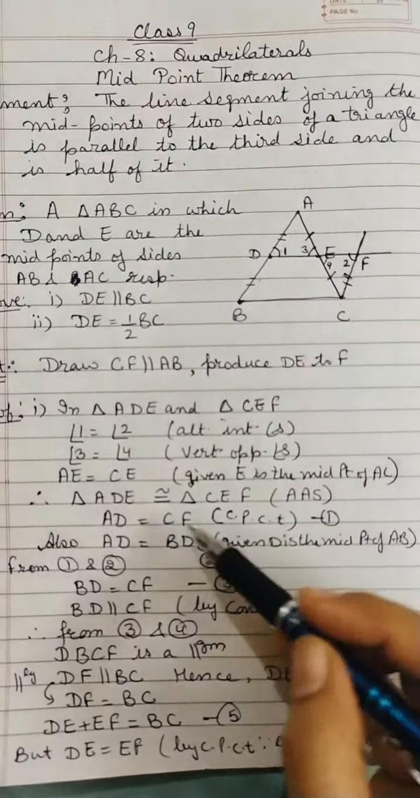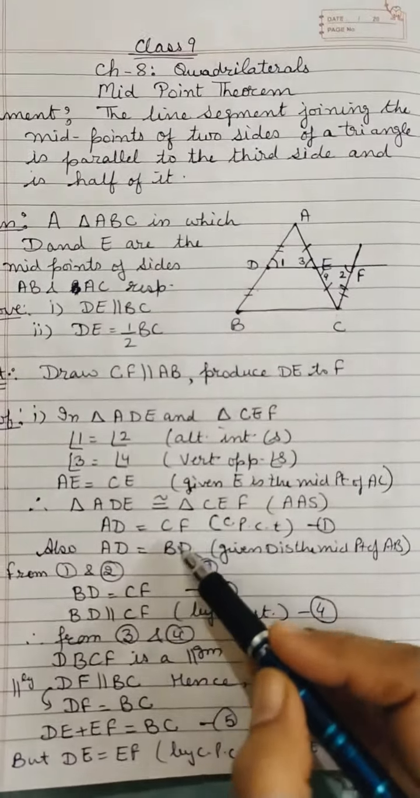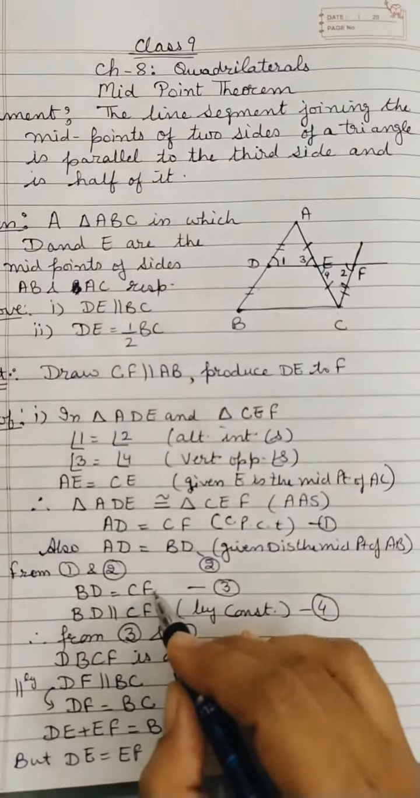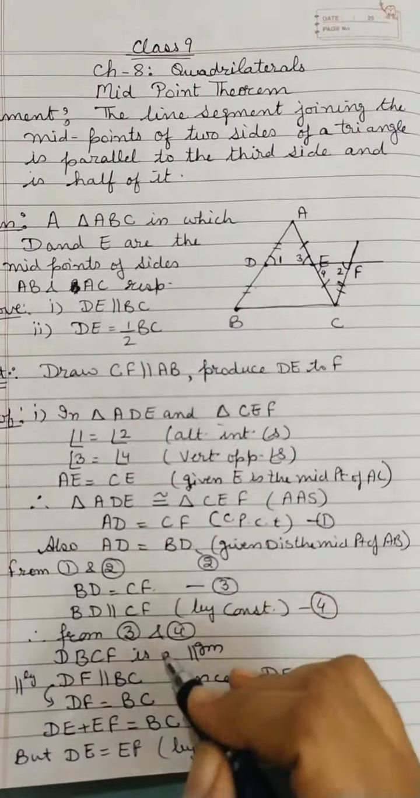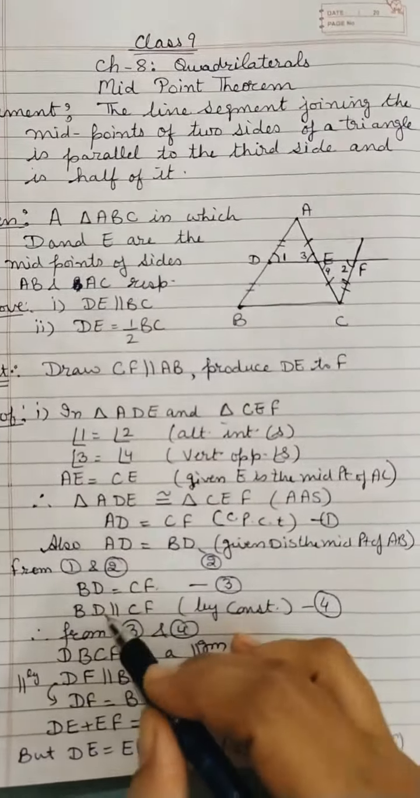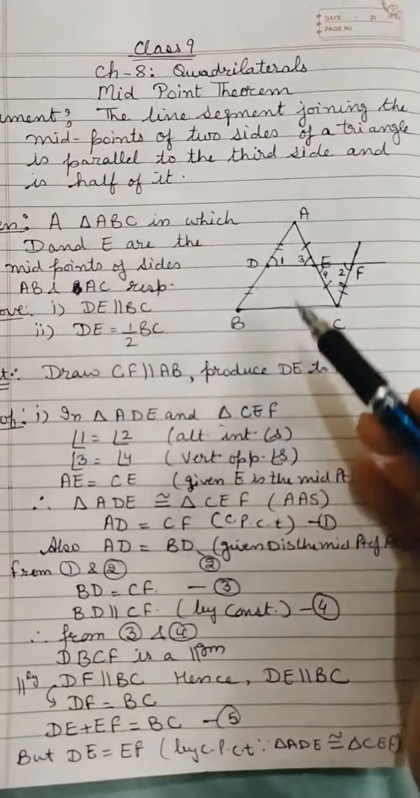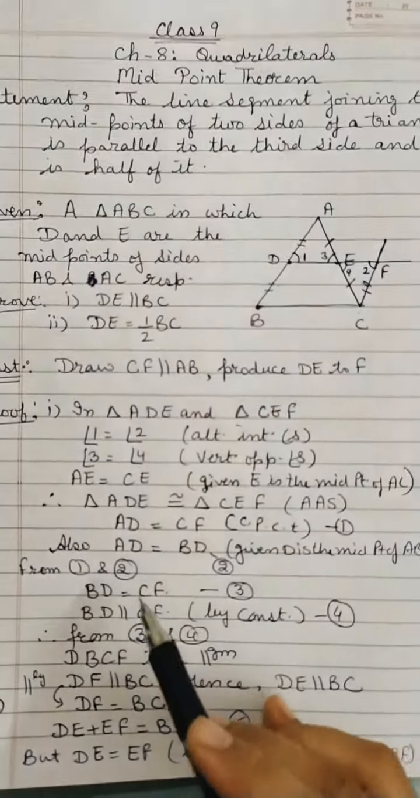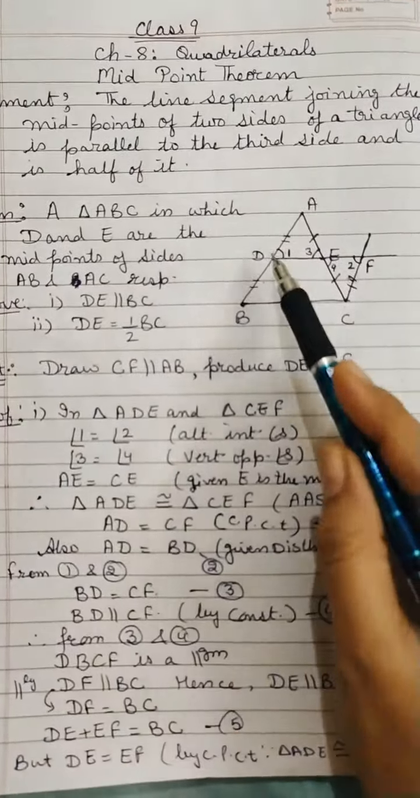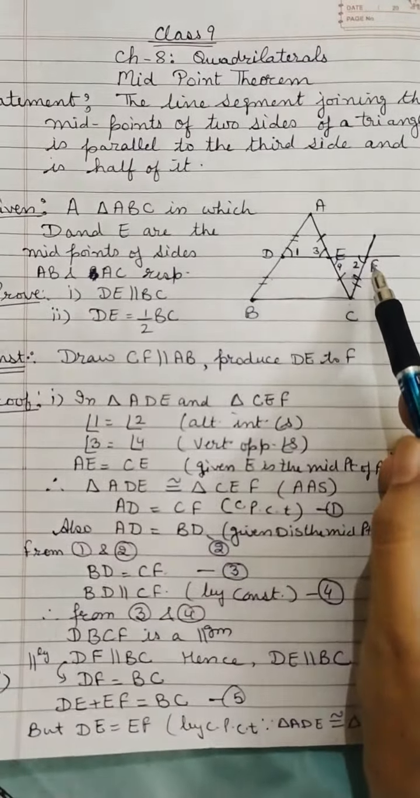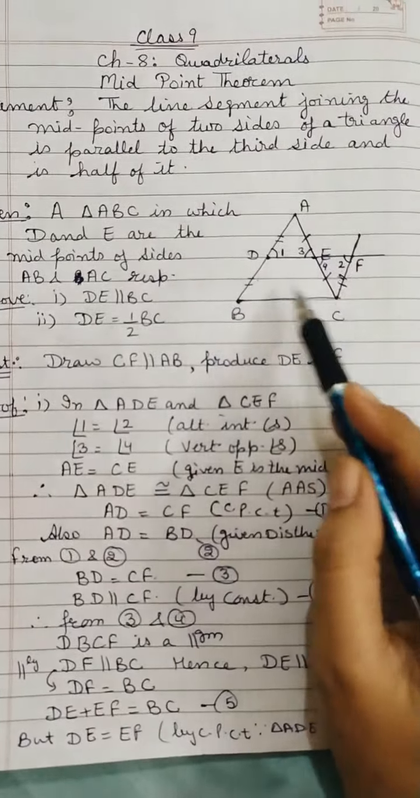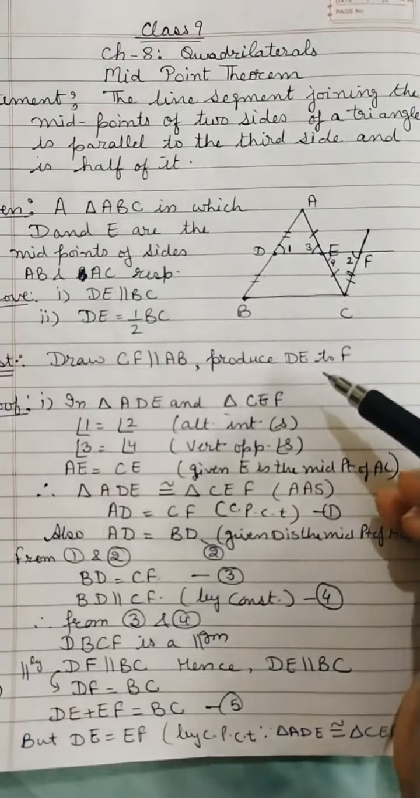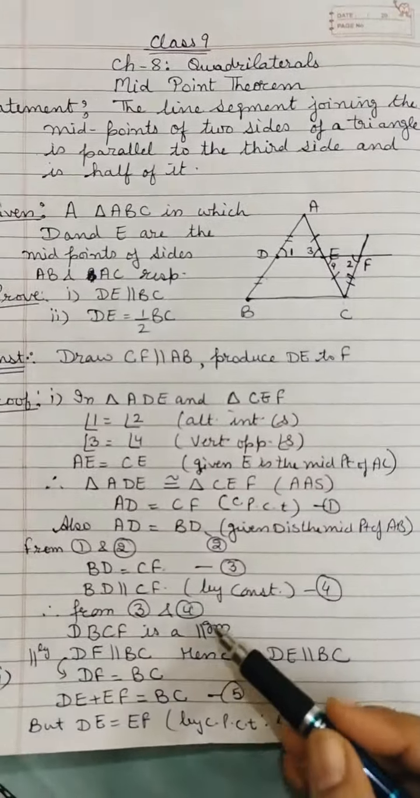From 1 and 2 we can say that if AD is equal to CF and AD is equal to BD, then BD should also be equal to CF. This we have found from these two conditions, and we already had that BD was parallel to CF by construction. So that will prove that DBCF is a parallelogram, because in a quadrilateral if we have one pair of sides which are equal and parallel, then that quadrilateral is definitely a parallelogram.